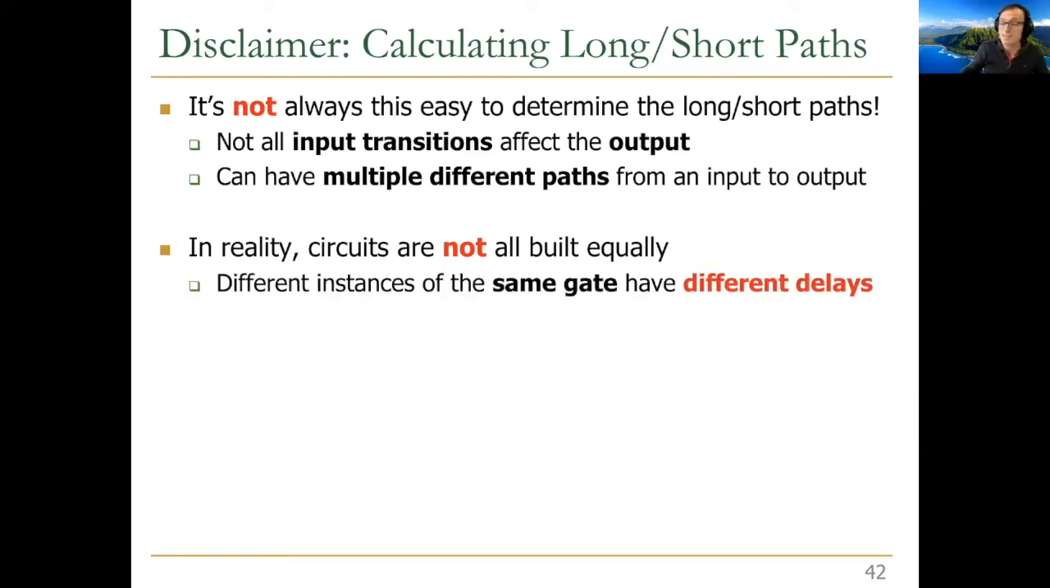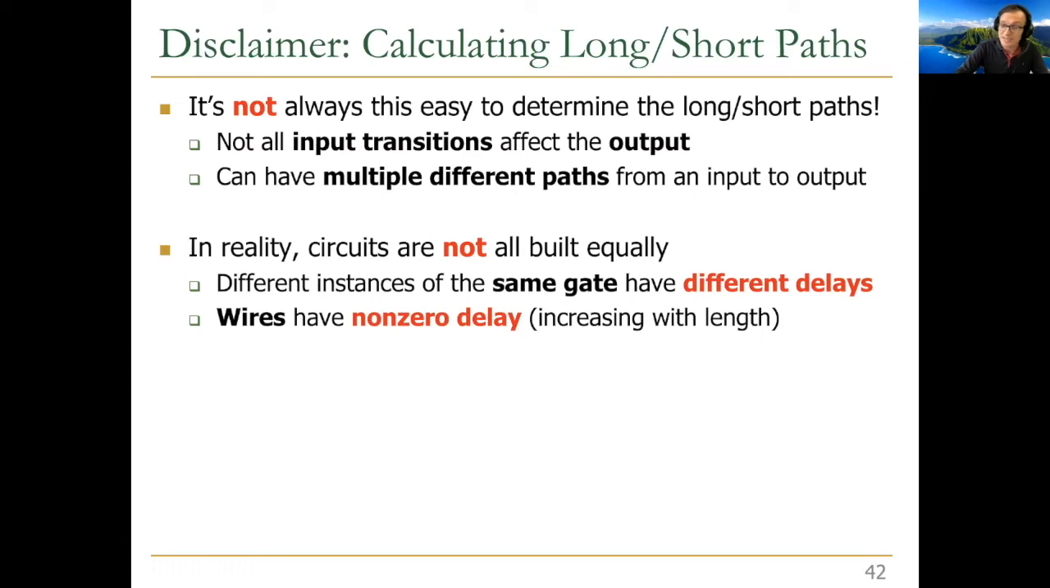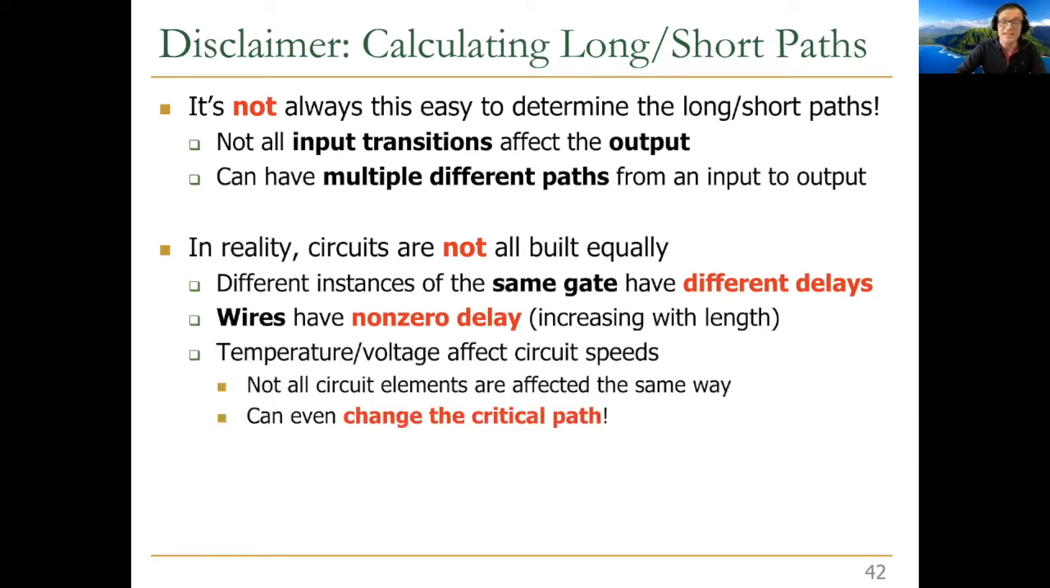Different instances of the same gates may have different delays, especially after you manufacture them. They're subject to manufacturing variation. Wires also have non-zero delay. It increases with length and loading on the wire. And temperature and voltage affect circuit speeds, as we discussed earlier. Not all circuit elements are affected the same way. This can even change the critical path of a circuit.